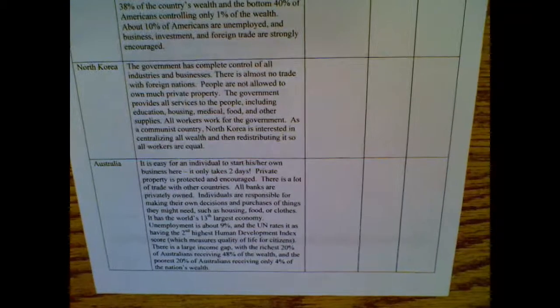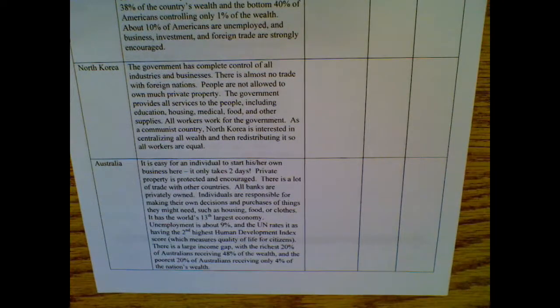Australia here, what I picked up on: it's easy to start a business there. Private property is protected. They have lots of trade, but once again, they also have a large income gap. Decision makers: individuals make the decisions in Australia's economy, and freedom and growth are the two economic goals that I picked up on in that too.